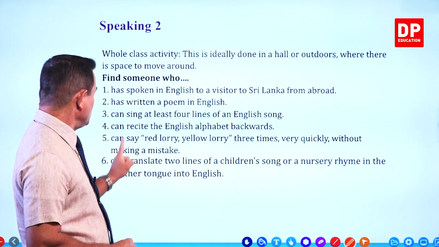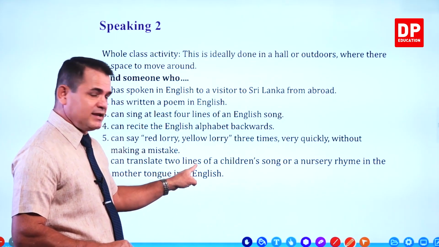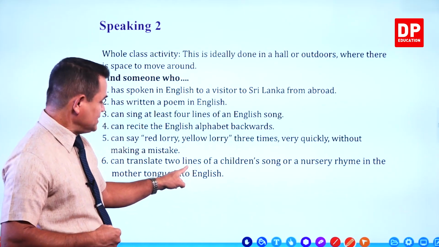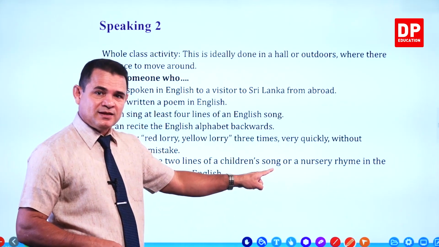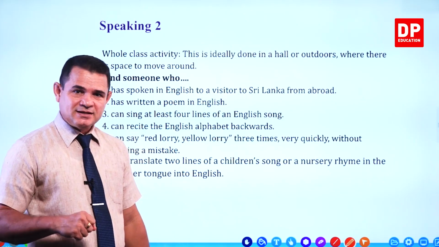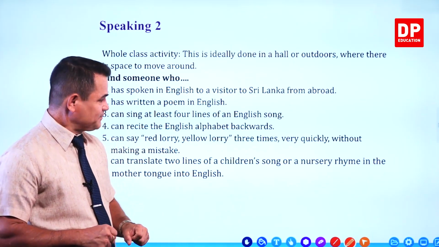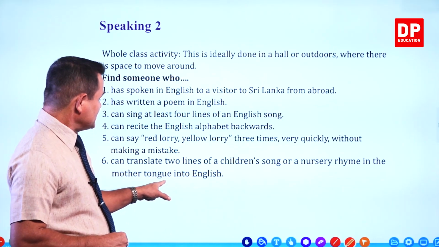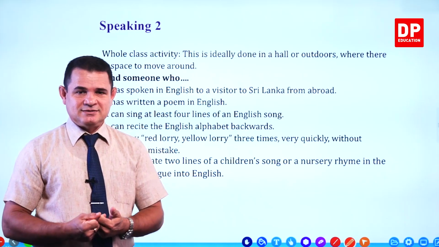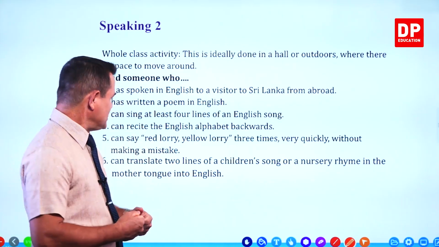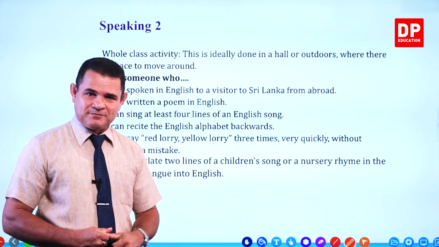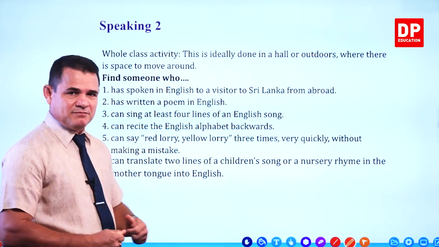Next one, find someone who can translate 2 lines of a children's song or a nursery rhyme in the mother tongue into English. Small children sing many songs, so find someone who can translate at least 2 lines into English. Right? You have to find these people.